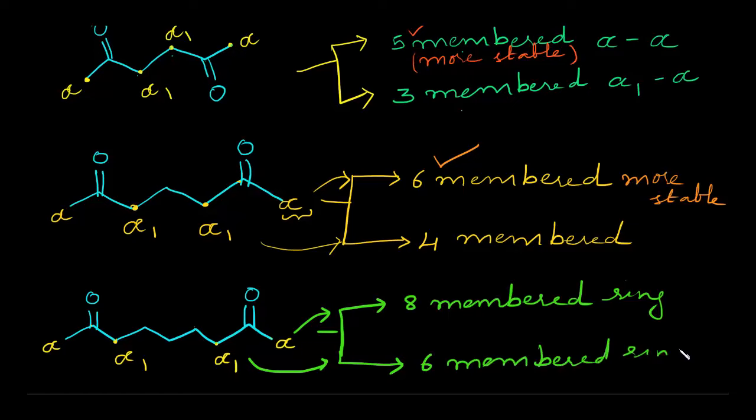So which one is more stable? More stable will be the 6-membered ring. So when you have to deal with internal aldol condensation, you have to preferably choose the carbanion which leads to either a 5-membered or 6-membered ring formation. This is about internal aldol condensation. Thank you.